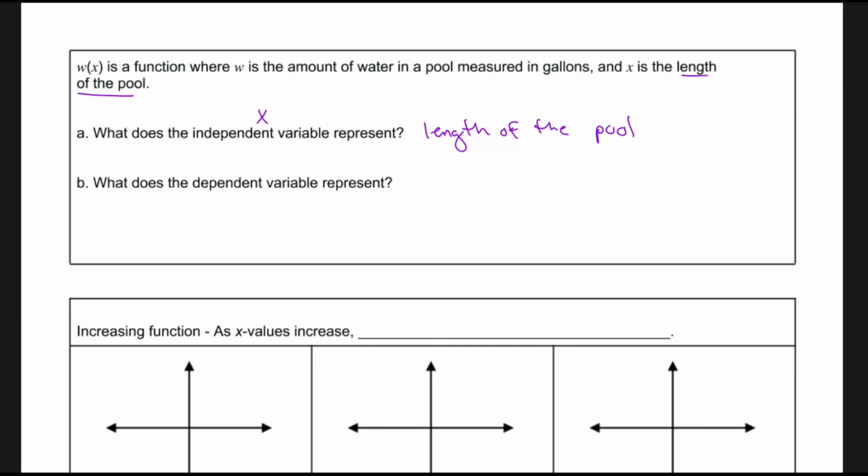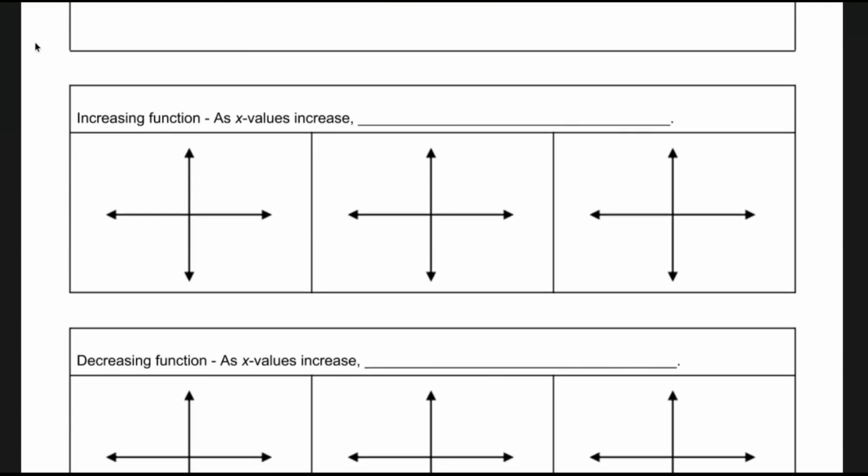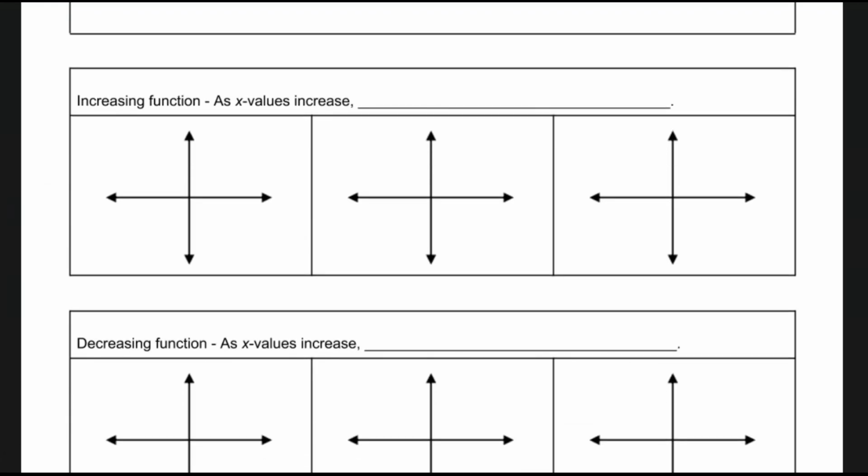So similarly but different, the dependent variable is going to be your w, and w is the amount of water in the pool measured in gallons. So we'll just say the amount of water. Okay, so that is, again, just a little bit of review between the independent and dependent variables, stuff that you learned back in Algebra 1, Algebra 2. We're just bringing it back because we might use those words from time to time.